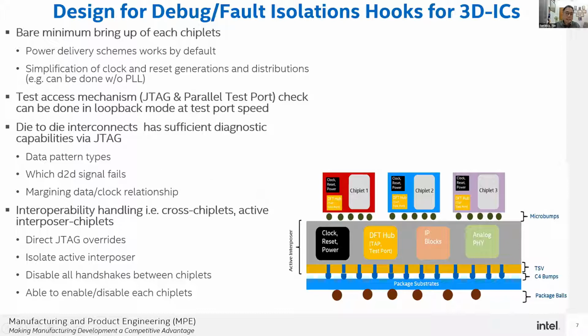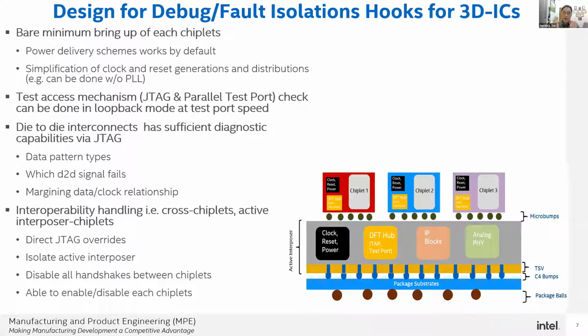Test access mechanism is JTAG test port. You want to be able to have a way to check it. Typically, loopback test mode at test port speed is the most recommended. What I meant here is that, for example, you have a JTAG. Typically, you don't do anything complicated, just a simple ID code. You just put the power, wiggle the TCK, TMS, TDI, and get the ID code. If you're able to do a JTAG ID code in each of the chiplets, with the power, you're able to achieve the condition of checking the test access.